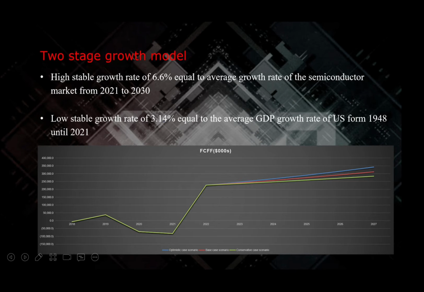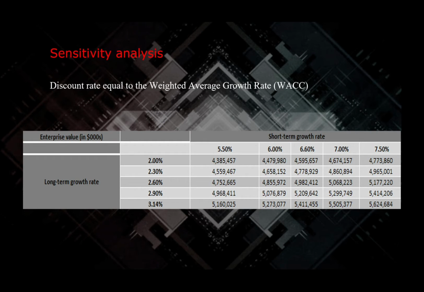For the terminal value, which is the value of the company after 2027, we use the perpetuity growth model with a growth rate equal to 3.14%, which is the average growth rate of the US GDP from 1948 to 2021. As a discount rate, we used Ambarella's weighted average cost of capital, named WACC, because the company is debt-free.